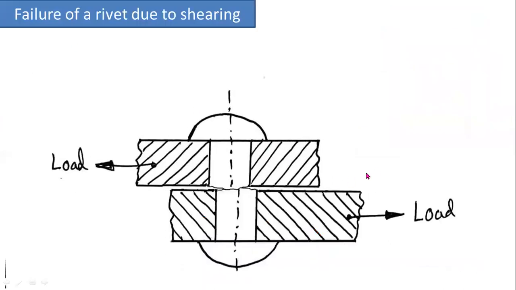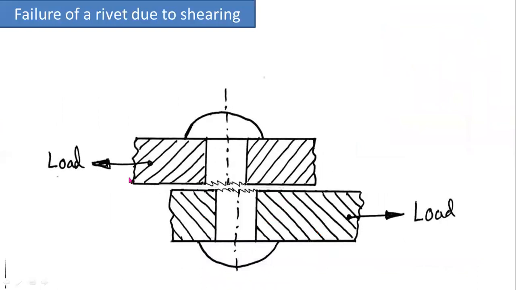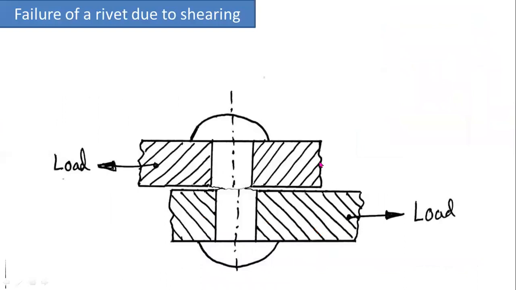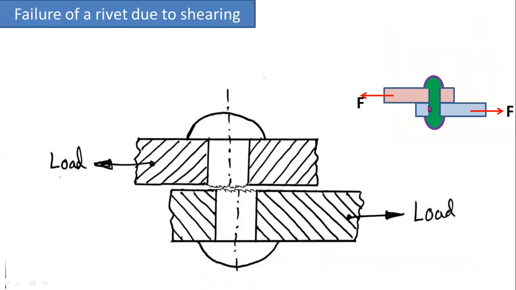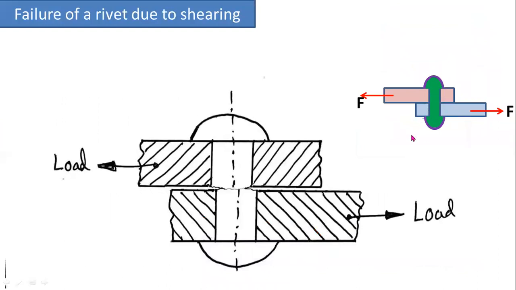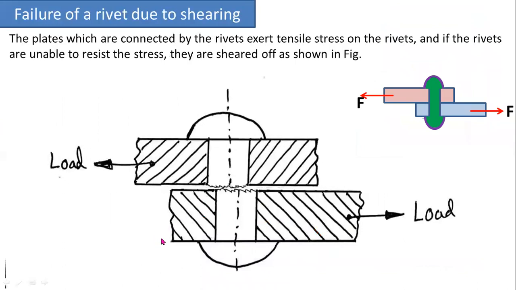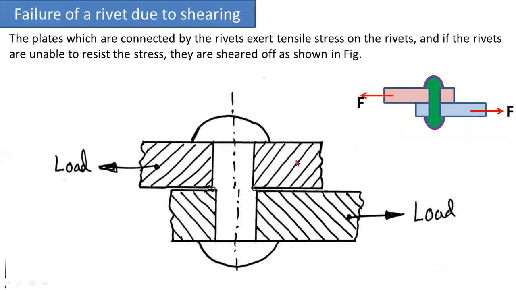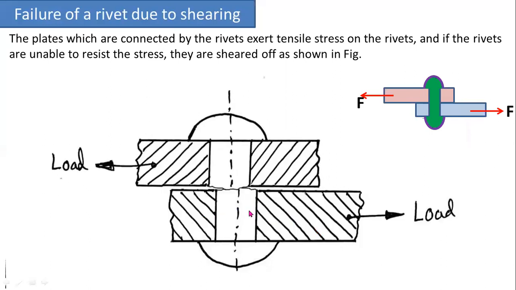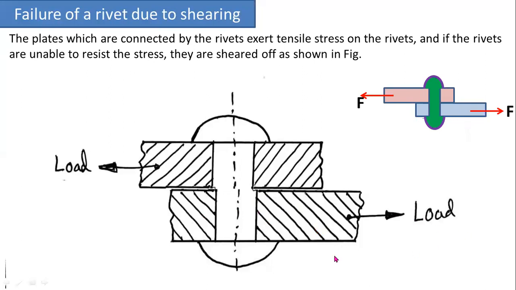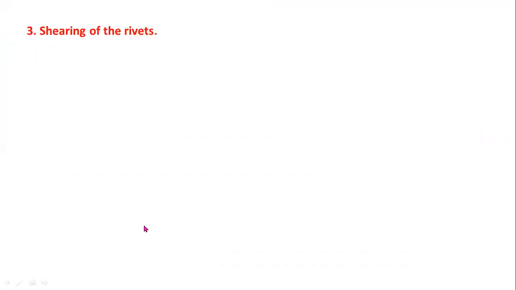Third type of failure is failure of the rivet due to shearing. When you are applying tensile loads, the rivet may fail due to shear off. This is the initial position, and this is the final position. The plates connected by the rivets exert tensile stresses on the rivets, and if the rivets are unable to resist these stresses, they are sheared off, as shown here. This is the shearing failure.